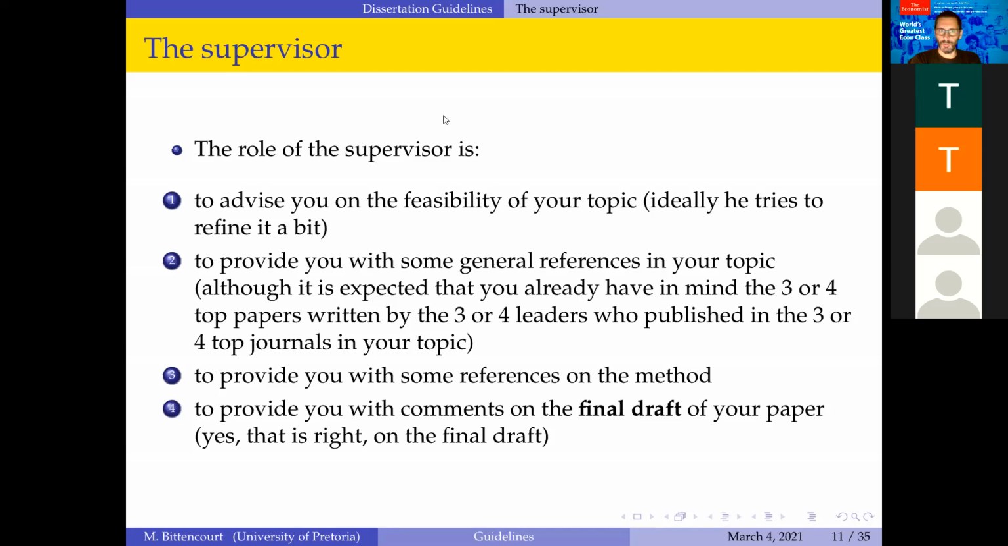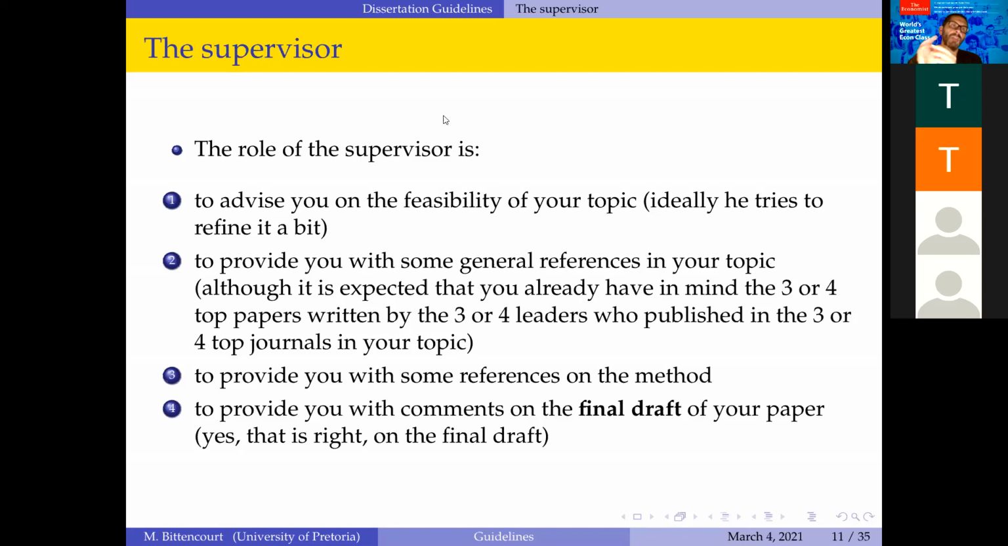What is the role of the supervisor? I'm going to allocate you to your supervisor, given your interests and the supervisor's interests, so I'll try to match in the best way possible. What is the role of this supervisor? It's to advise you on the feasibility of your topic. Remember, we spoke 2 hours ago about a topic being feasible, and in your case, it is really whether there is data available, freely available or not.